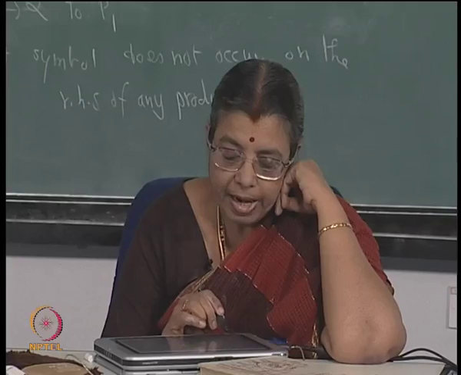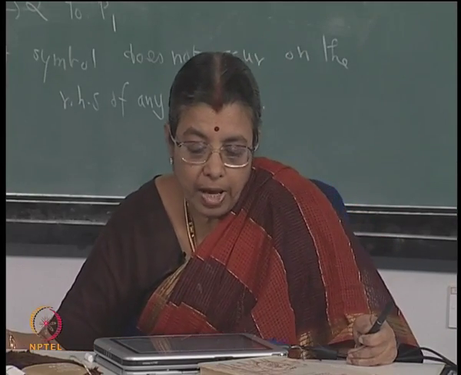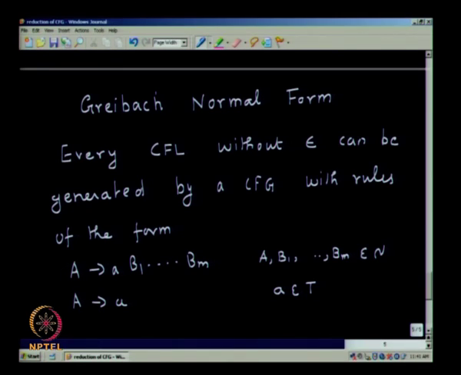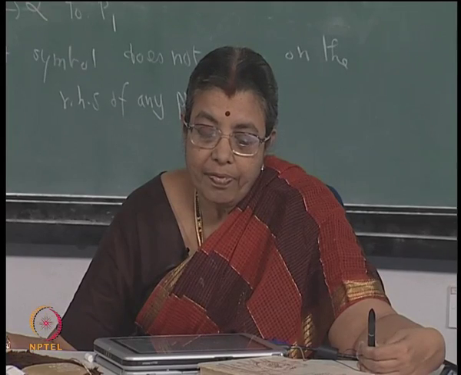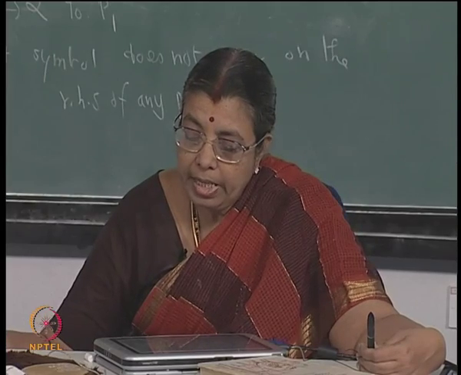That is, on the left hand side you have a single non-terminal, on the right hand side you have a single terminal or a single terminal followed by a string of non-terminals. You may have one non-terminal, two non-terminals, three non-terminals, any number you can have. So the rules are of the form such that on the left hand side you have a single non-terminal, on the right hand side you can have a single terminal or a single terminal followed by a string of non-terminals. So you can bring any CFG to this form. Let us see how we can do that.